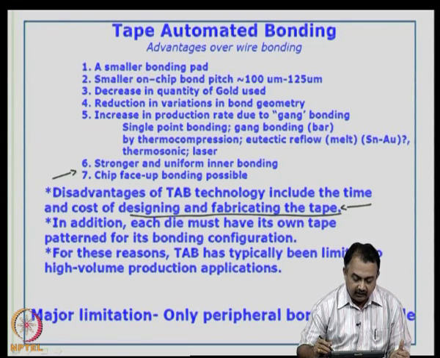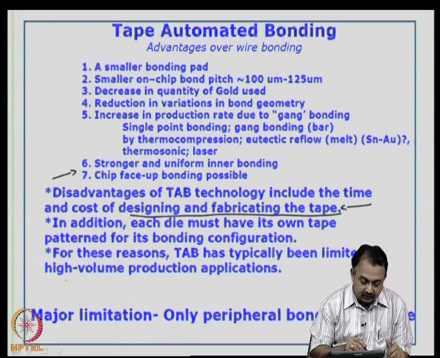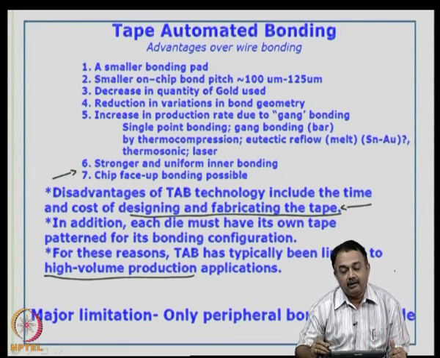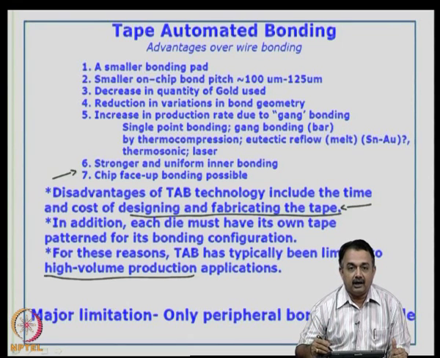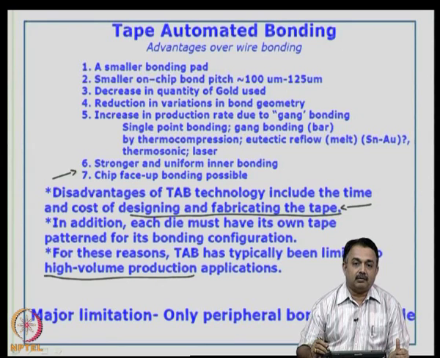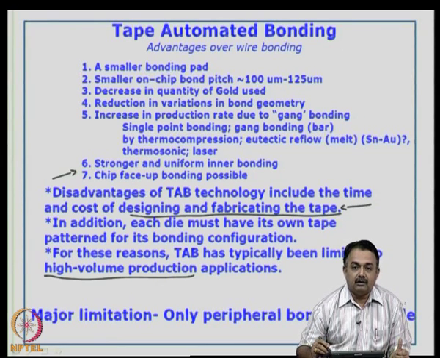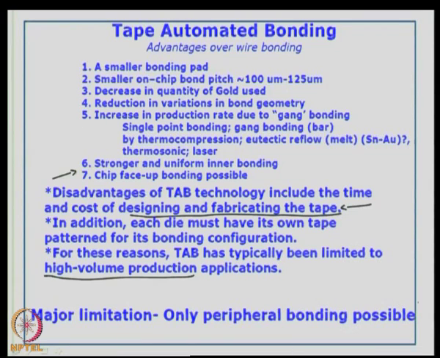In addition, each die must have its own tape patterned for its bonding configuration, and for these reasons tape automated bonding has typically been restricted to high volume production. So, this particular methodology will be advantageous if you are running millions, especially in handheld products. As we have seen, this is used in smart cards, RF cards, or your digital radio circuitry, where such design is being used today. The major limitation of TAB process is that you can't use area array bonding. You have to limit yourself with peripheral bonding.